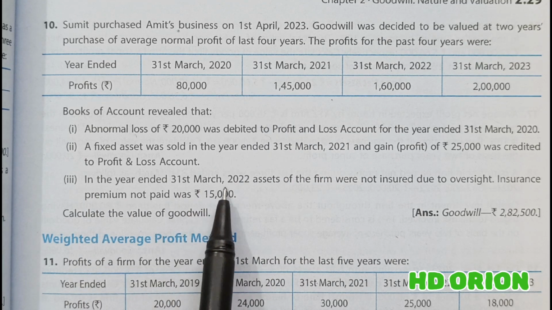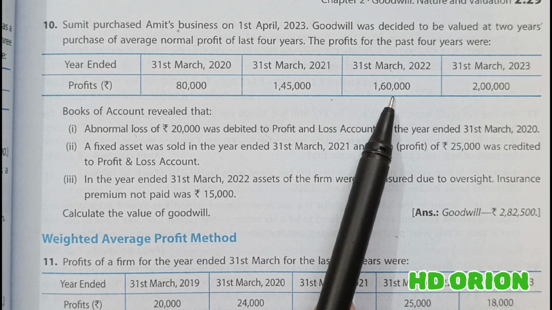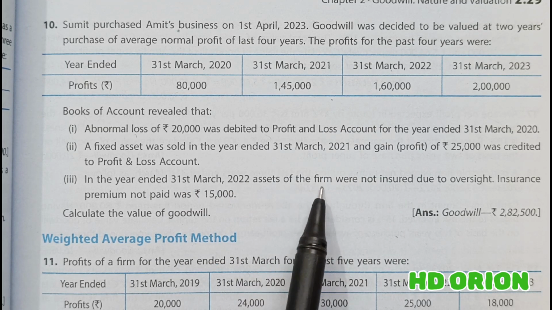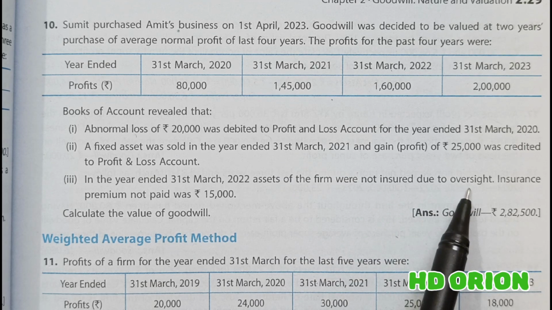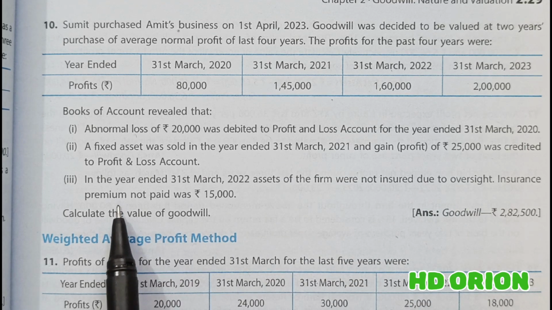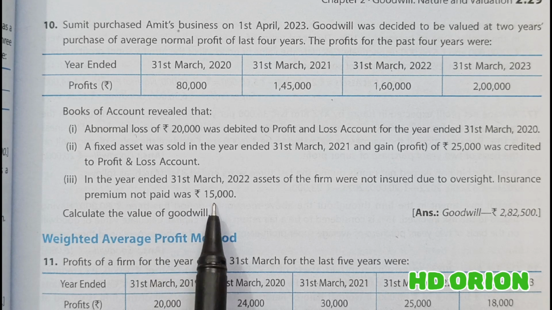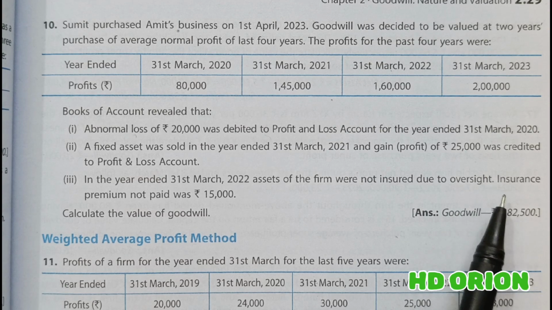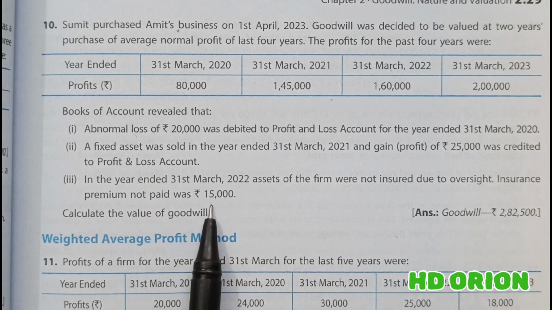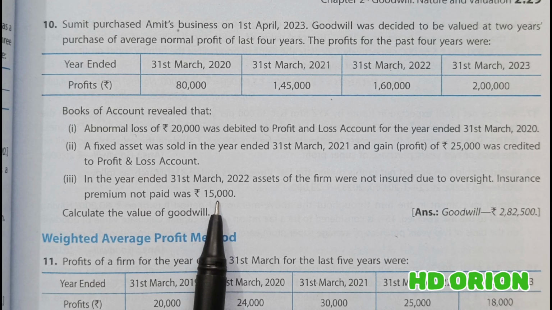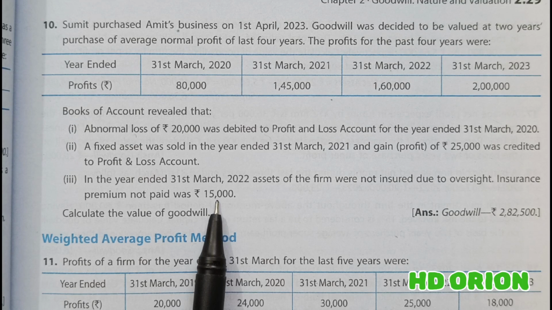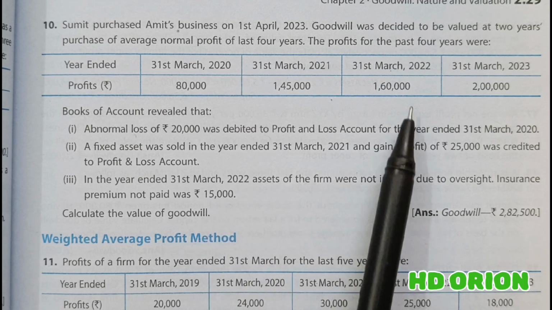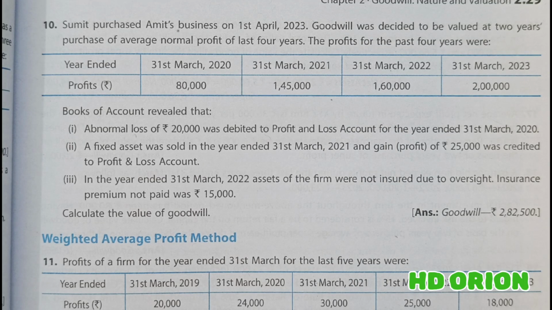In the year ended 31st March 2022, assets of the firm were not insured due to oversight. Insurance premium not paid was rupees 15,000. Here the insurance premium was overlooked and not paid, rupees 15,000. So it is an outstanding insurance premium which we have to include. So this will be treated in this particular year. So let us see the solution. Calculate the value of goodwill.